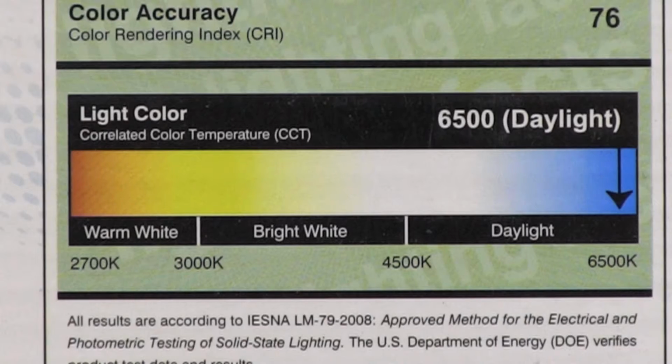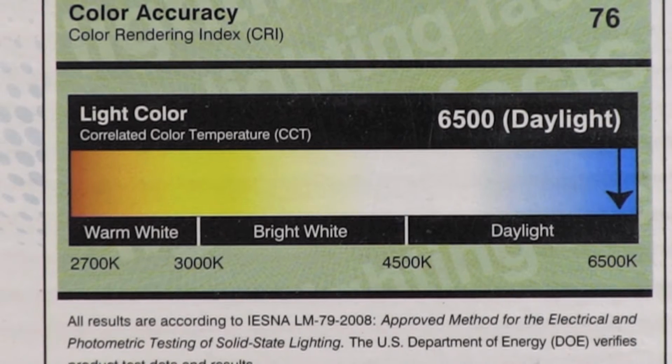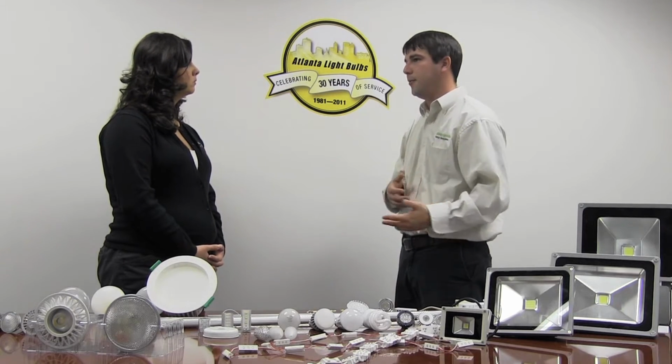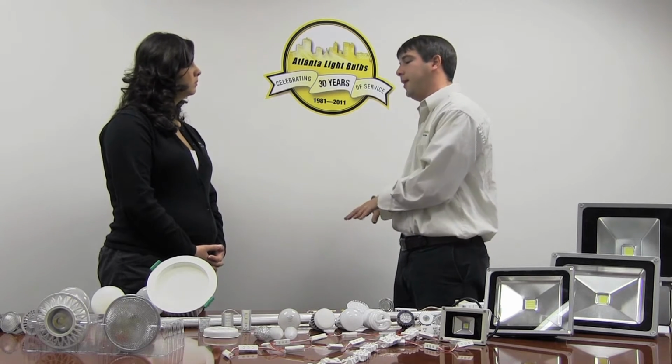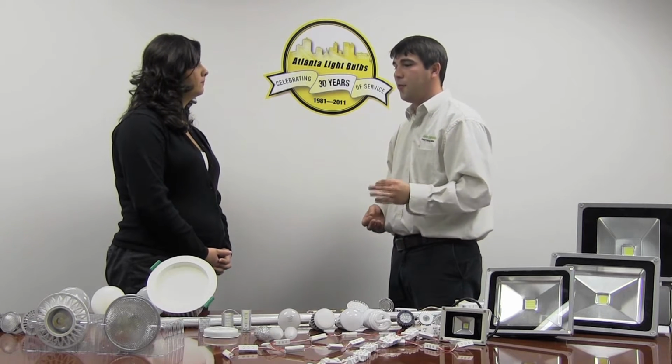You can get different color temperatures, like a warm white or daylight. So if maybe in your kitchen you wanted more of a warm white, you can get that, or that cool white. But will I be able to dim an LED? That's another thing too: they dim great.